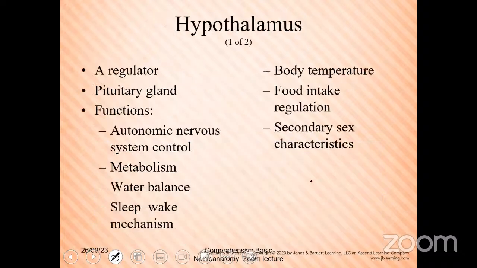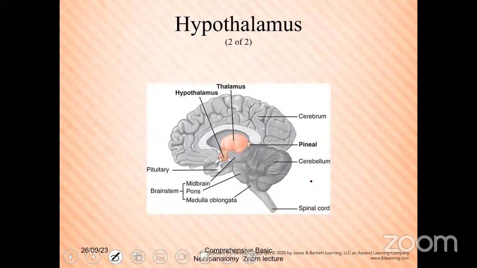The hypothalamus is a regulator. It controls the pituitary gland, autonomic nervous system, metabolism, water balance, sleep-wake mechanisms, body temperature, fluid intake regulation, and secondary sex characteristics. All these are functions of the hypothalamus. You can see where the hypothalamus is here. This is the hypothalamus.